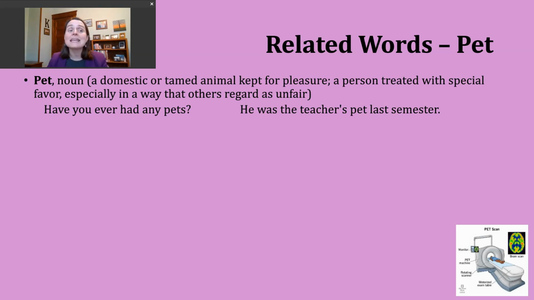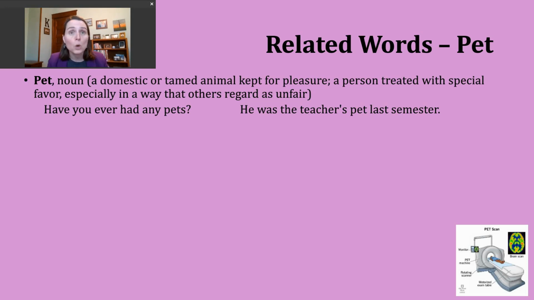Now, a second way the noun pet gets used is to refer to a person that is being treated with special favor. Many times others think that person is unfairly being treated better than others. So an example of how you might hear this used: he was the teacher's pet last semester, right? So here might mean like he never got in trouble, or he got the best assignments, or he got to answer the questions first, right? Whatever others might feel is unfair treatment.